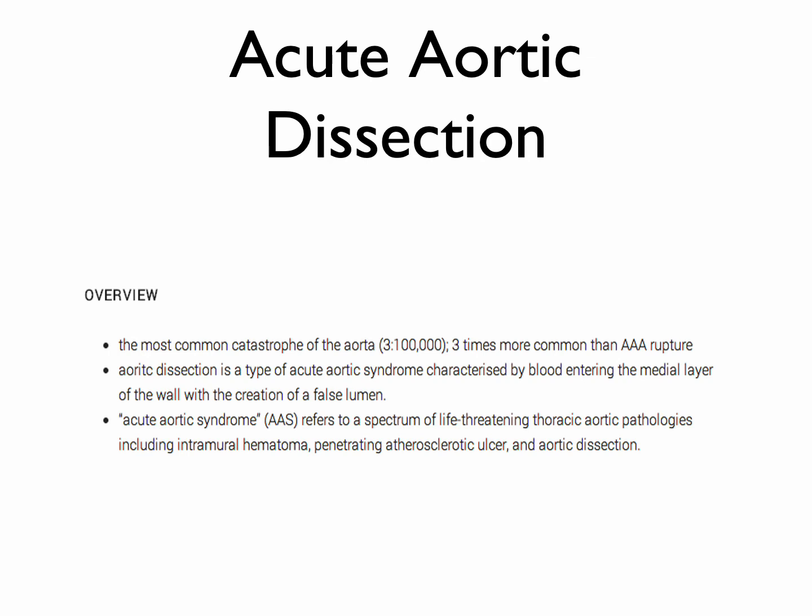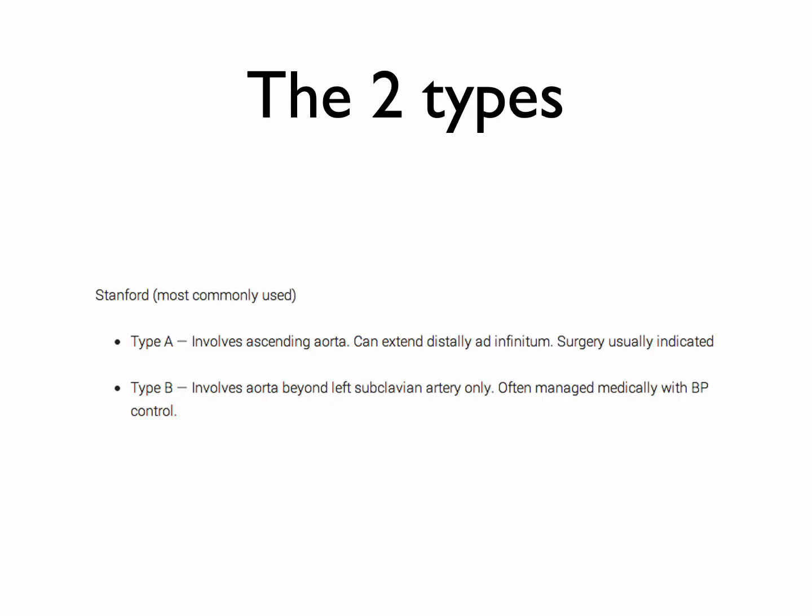There's a concept we talk about, which is acute aortic syndrome, and this refers to a spectrum of life-threatening aortic pathologies that can result in aortic dissection. Those 3 things are intramural hematomas developing in that medial layer, atherosclerotic ulcers that can also result in dissection, and aortic dissection, where you get that blood entering the medial layer and that creates that false lumen.